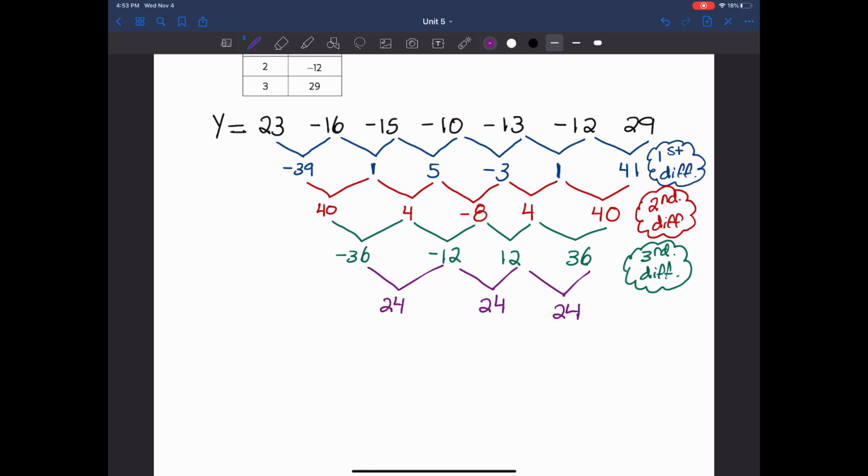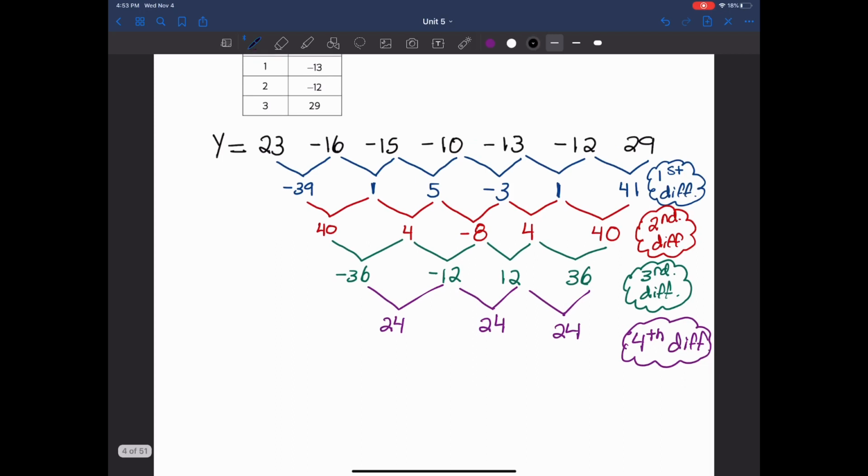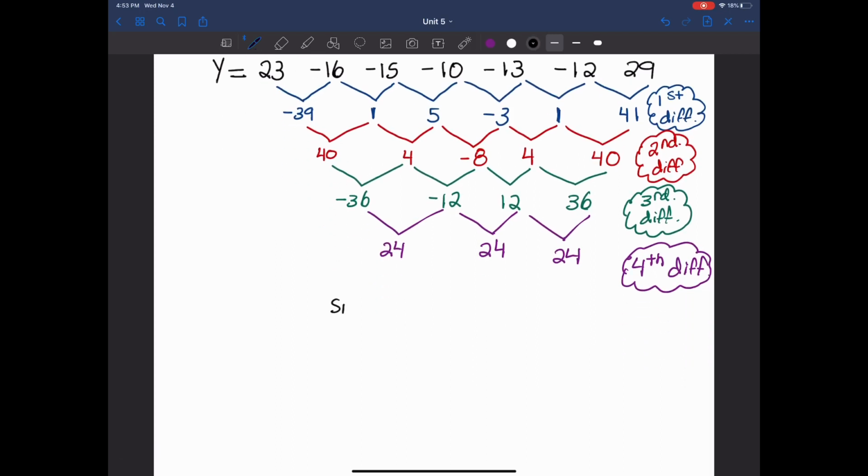Notice how each of those numbers is the same. That's very important. I want you to think about that real quick. That's extremely important, and this constitutes the fourth difference. Something I want you to draw a connection with right here: since the fourth differences are the same, they're all 24. Whoa, look at that. That's probably important.